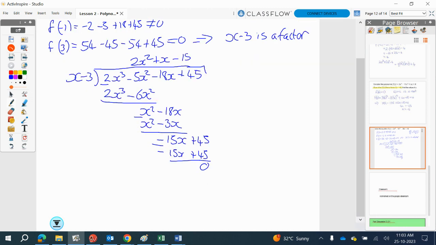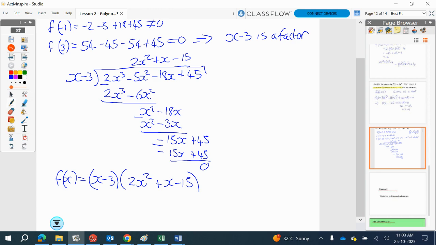This tells us that f of x is equal to x minus 3 times 2x squared plus x minus 15. We could keep trying to guess what the factors are using the theorem, but once you get to a quadratic, just solve it. We can just solve this quadratic.